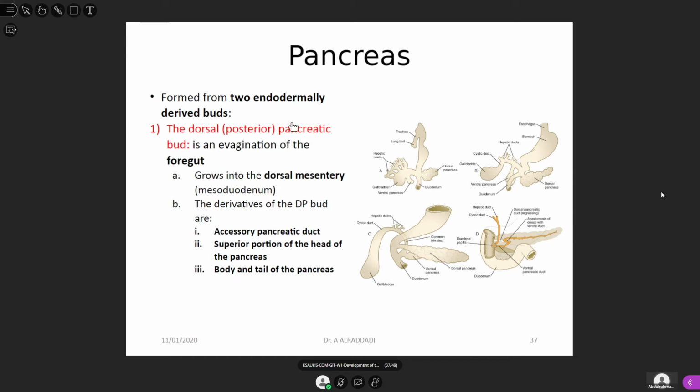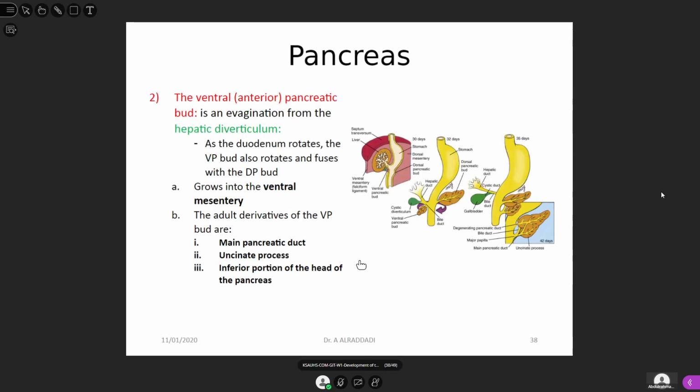And then the pancreas, formed by two endodermally derived buds. The dorsal pancreatic bud is an evagination of the foregut that grows into the dorsal mesentery, and its derivatives include the accessory pancreatic duct, the superior portion of the head of the pancreas, and the body and tail of the pancreas. The ventral part is an evagination from the hepatic diverticulum.